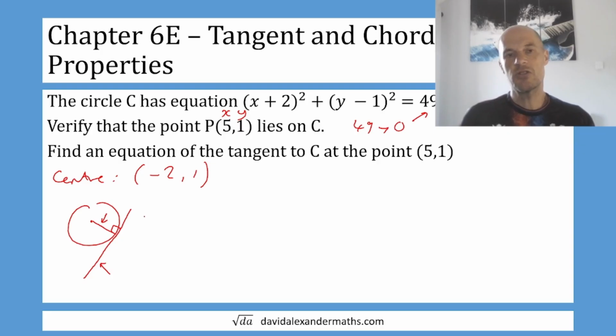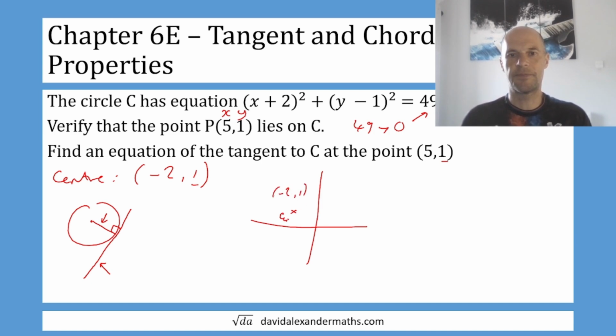Okay, so usually what I would do here is work out the gradient using changing y over changing x, and then work out the negative reciprocal, and then work out the corresponding c value. However, here we don't need to do that, and the reason why is because the y values are the same. Think of it like this. So here is, okay, not drawn a great set of axes there. So -2, 1 is here, -2, +1. So this is the centre, and here is 5, 1.